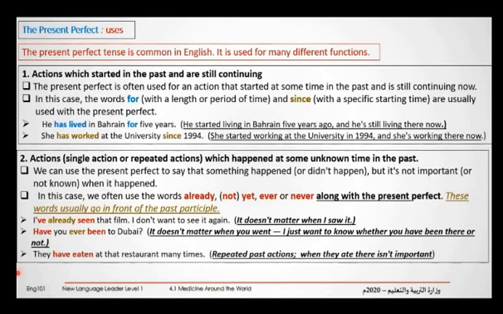Third example. They have eaten at that restaurant many times. This is a repeated past action, but when they ate there isn't important.